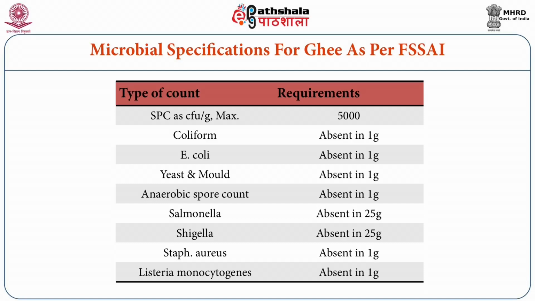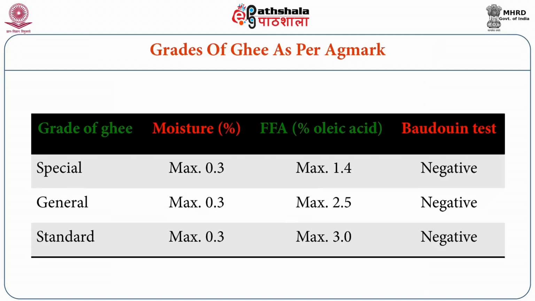So it is obvious that any pathogenic bacteria which can come as a post contamination after processing should never be there in any of the product to be sold and marketed. Now we go on to the grades of ghee as per AGMARK. Whenever I was taking the FSSAI requirements for ghee, I was referring to the AGMARK, agricultural marking. Now remember, FSSAI is compulsory for any manufacturer when he is selling in the Indian market.